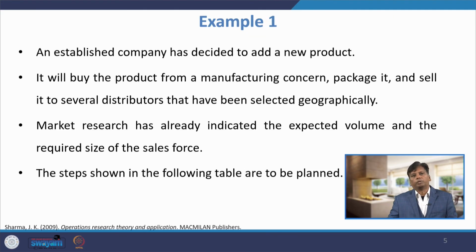So, the first problem is a simple scheduling problem. The problem is like this: an established company has decided to add a new product. It will buy the product from a manufacturing concern, package it and sell it to several distributors that have been selected geographically. Market research has already indicated the expected volume and the required size of the sales force. The steps shown in the following table are the activities that are planned.